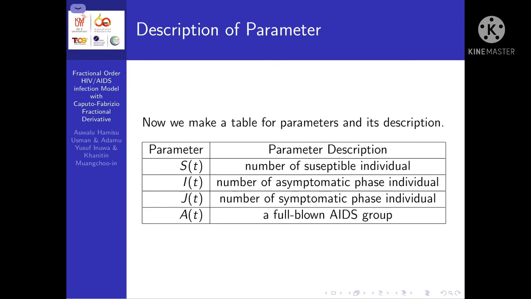So we get the parameters and the compartments S, I, J, A. S is the number of susceptible individuals, I is the number of asymptomatic phase individuals, J is the number of symptomatic phase individuals, and A is the full-blown AIDS group.